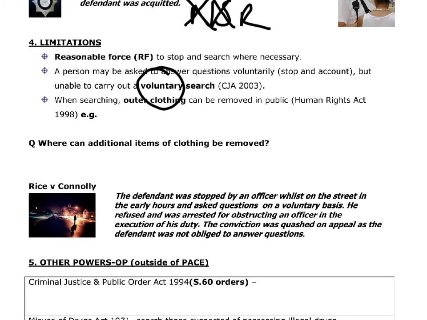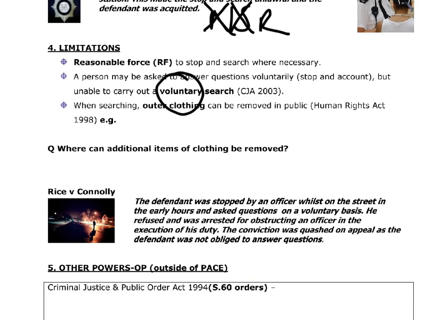And then finally, when they are searching you, they can remove outer clothing. So they're only allowed to take outer clothing off. If you want to fill in for me, outer clothing is things like coats, jackets, scarves, gloves, etc. But it wouldn't include things like t-shirts or underwear. Anything like that that are known as additional items, you need to be taken down to the station for that. So that's your answer to the question: where can additional items be removed? Down at the police station.